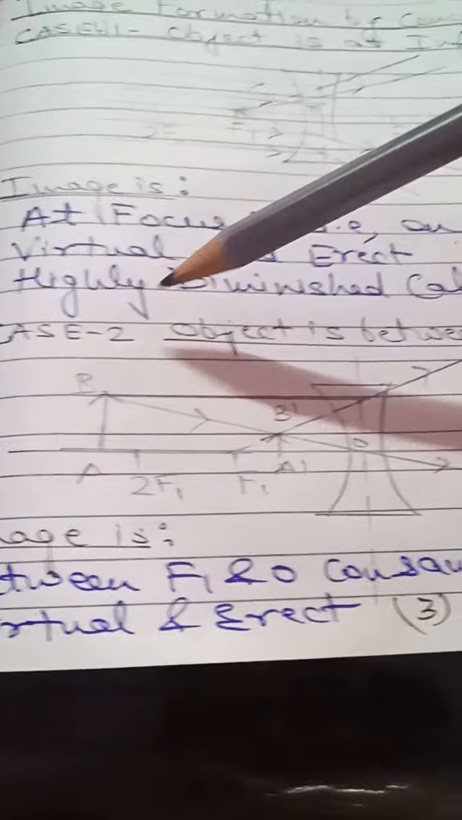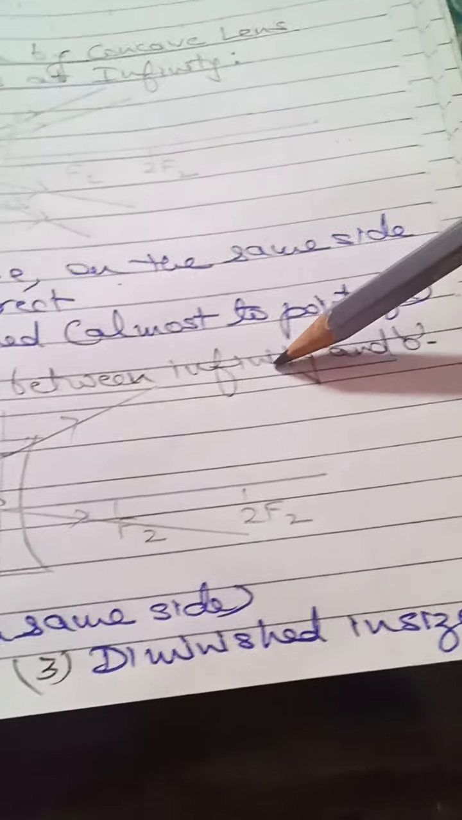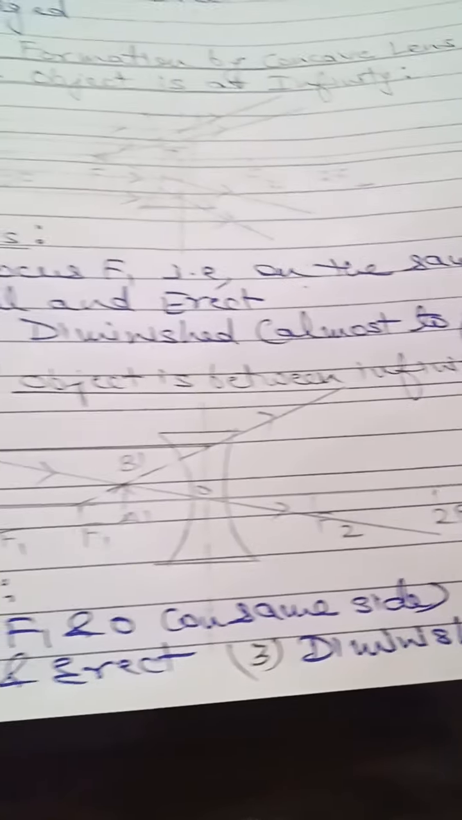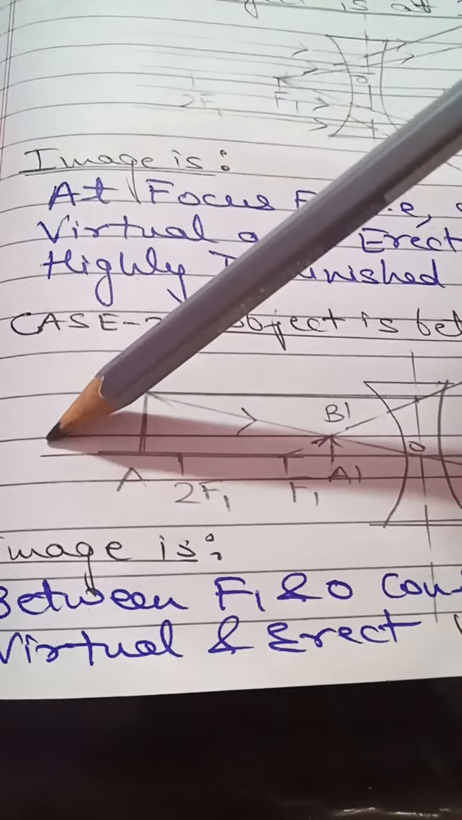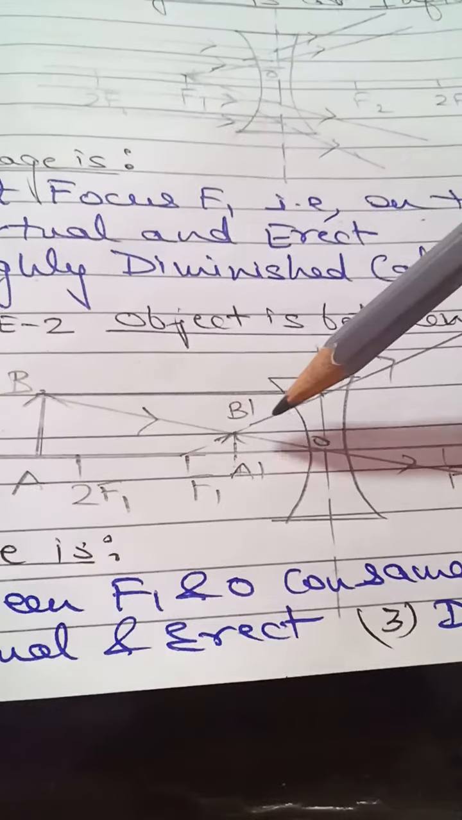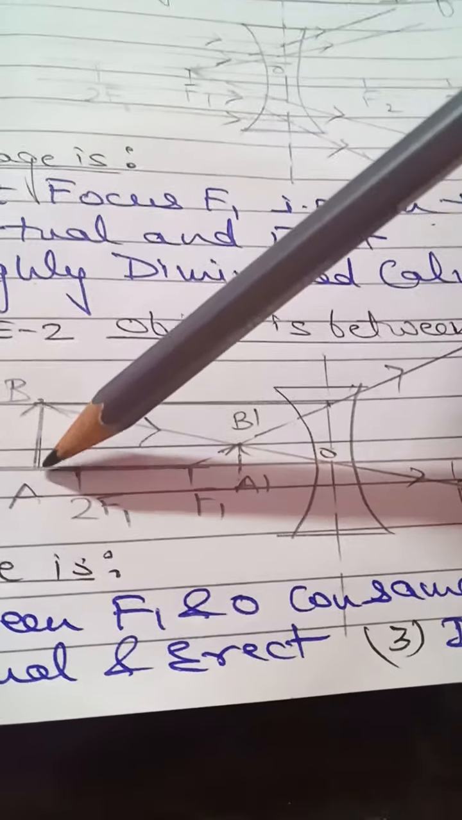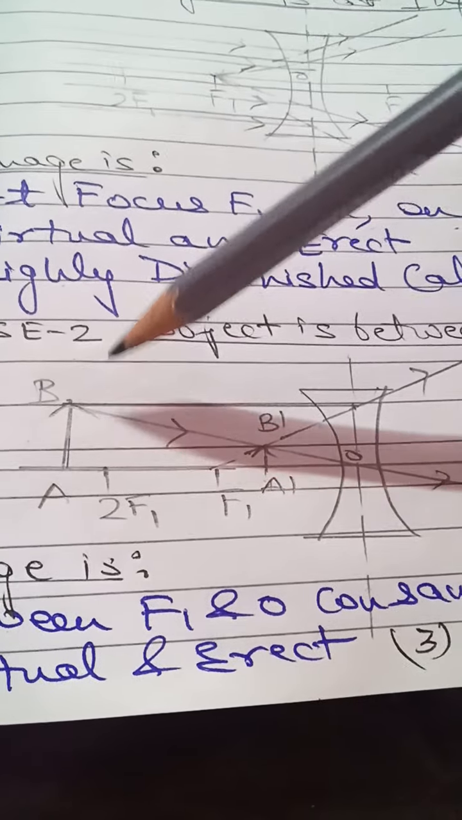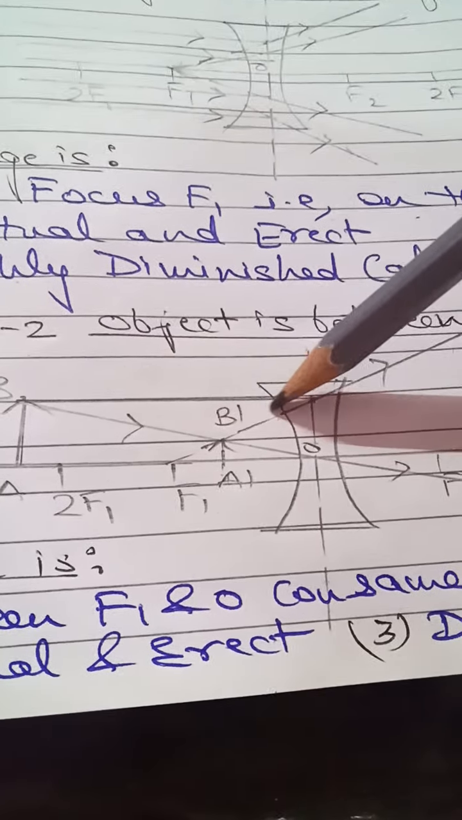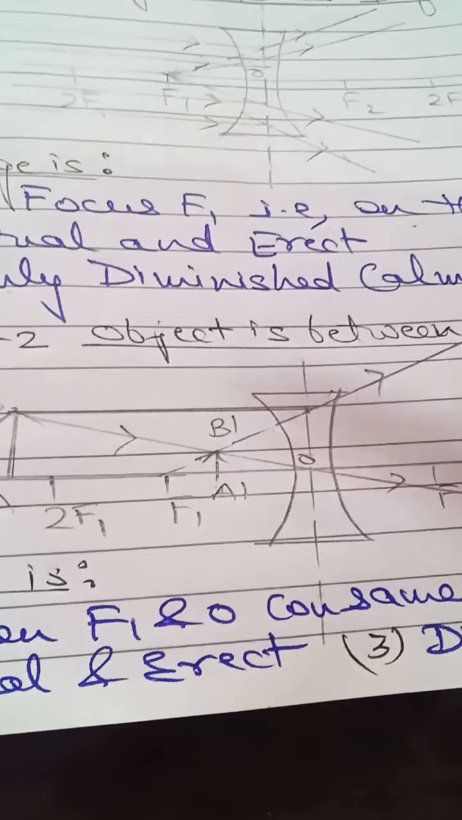Now case number 2, when the object is between infinity and optical center O. Now if you keep the object anywhere between infinity and the optical center of a concave lens, you will always get the same kind of image. So here you can see the object AB. One of the rays is again moving parallel to the principal axis.